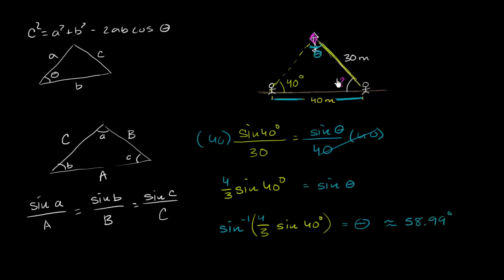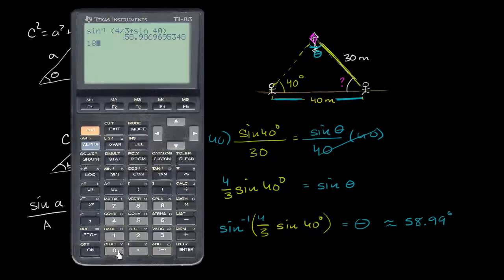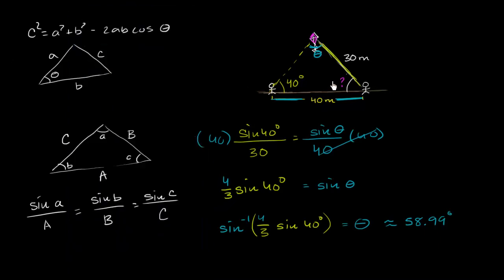Well, it's going to be 180 minus this angle's measure minus that angle's measure. So let's calculate that. It's going to be 180 degrees minus this angle, so minus 40, minus the angle we just figured out. And actually, I could keep all of our precision by just typing in second answer. That just says our previous answer. So I get all that precision there. And so I get 81.01 degrees. If I round to the nearest hundredth of a degree, then I'd say 81.01 degrees. So this right over here is approximately 81.01 degrees. And we're done.